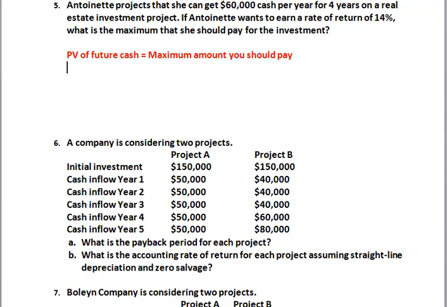So if we're looking for the present value of the future cash, you want to take your future cash flows, which it tells you we're going to get $60,000 every year for 4 years. We want to multiply that by the present value factor from the table. So it's an annuity because it's per year. Your timeline is 4 years. Your percentage is 14%. So your factor is 2.914. So it's 174,870. So that's the maximum amount that you should pay.